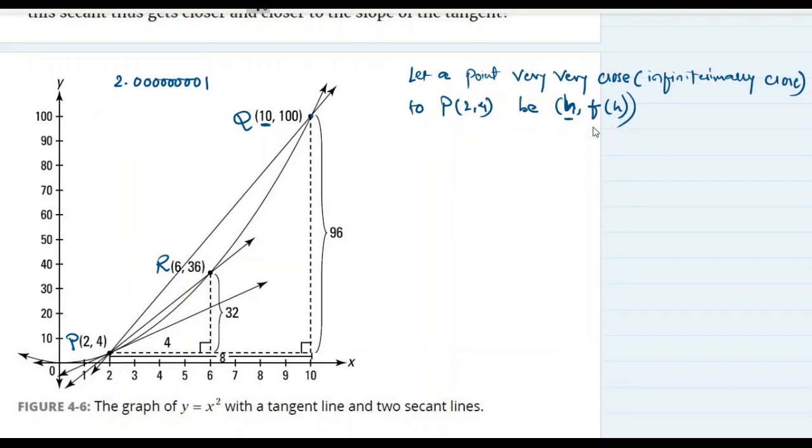What is f of H? Now see, this is our x's value, that is the new location of point Q when it slides and comes closer to point P. Now for this location, if I want to find out the value of the range, I will put the value of x in f of x, our function, so that I get a value of range. The value of that range is f of H. So what we have done is we have considered a hypothetical point very, very close to 2 comma 4 by sliding down point Q towards point P.